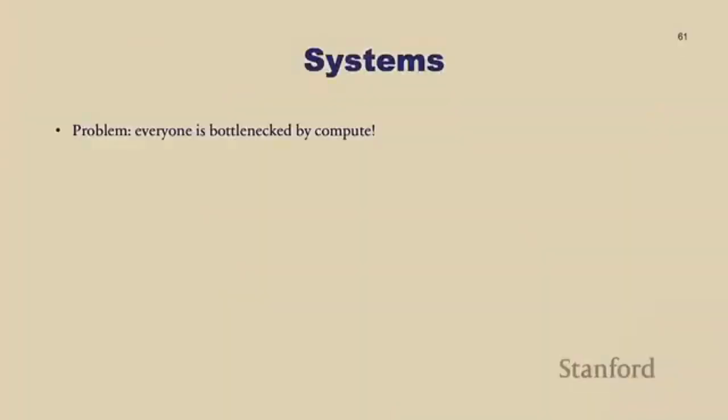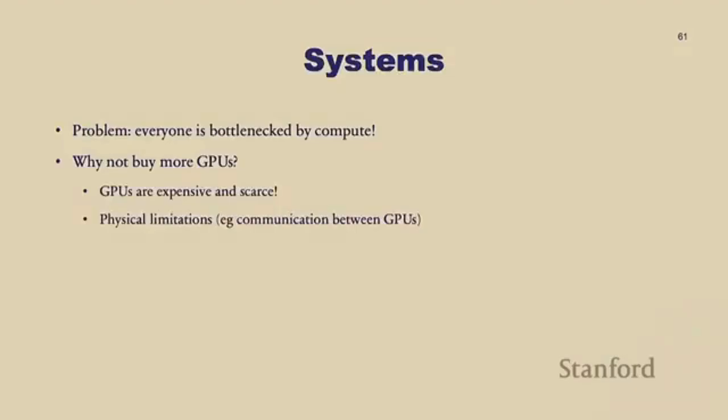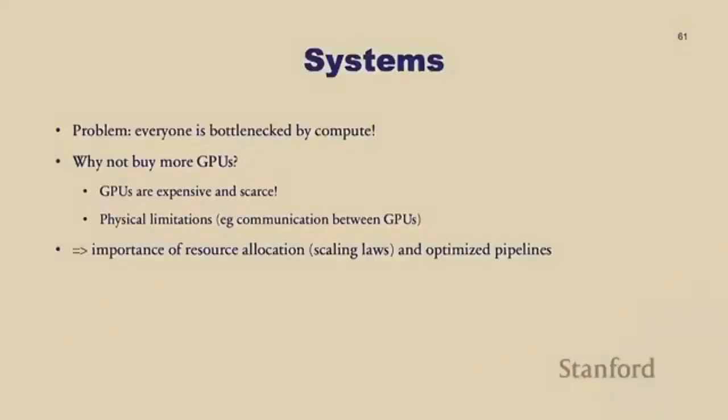Systems, as we said, for everyone, the huge bottleneck is compute. One question you might ask is why not buy more GPUs? GPUs are expensive, but also scarce. Even if you have $10 million right now, you cannot buy the best GPUs. There are also some physical limitations. When you have multiple GPUs, you have to communicate between them, and that takes time. So just buying more GPUs is not that easy. It's really important to think about how you allocate resources and how you optimize your pipeline.